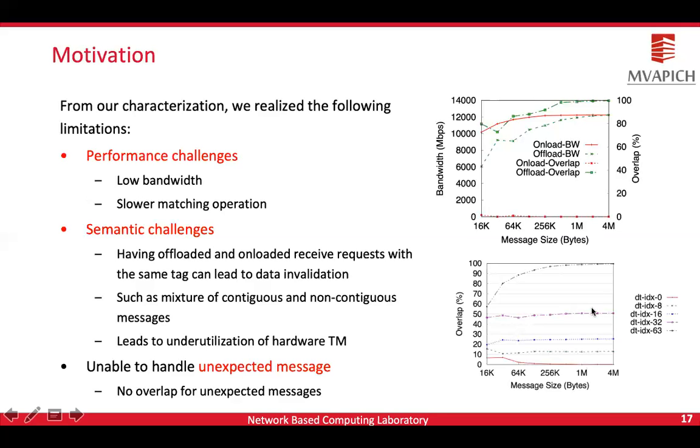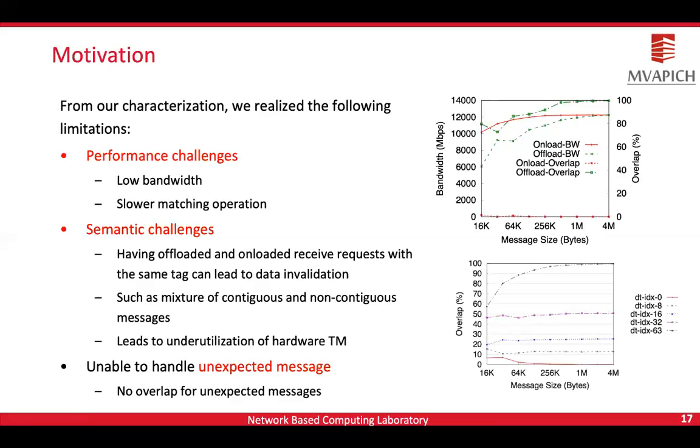Therefore, all the receive requests before the non-contiguous data type can be offloaded, and whatever is posted after that is not possible to get offloaded because of this semantic challenge. As we can see here, the one which is posted at the beginning is giving the lowest overlap, and the one which is posted at the end of the window is having the highest overlap, because if the window size is 64, 63 of the receive requests are offloaded, and only the last one is not getting offloaded. Therefore, we can see close to 100% overlap of communication and computation.